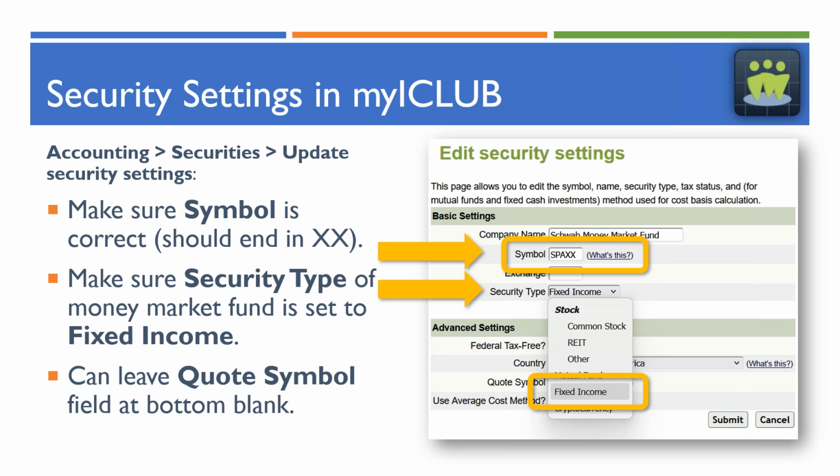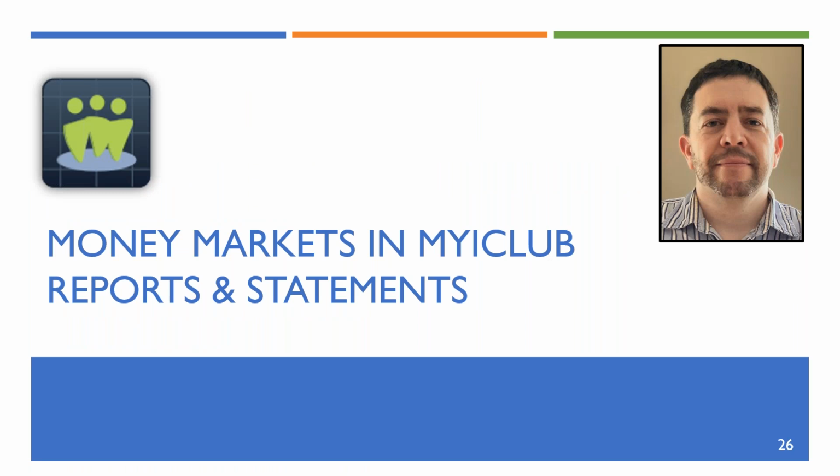And since you're there, I encourage you to go under the security type and change it from common stock, which our site defaults to, to fixed income. Because we're not picking up prices, you leave the quote symbol at the bottom of the page blank. You click submit. And again, it's just something nice to do. Gets your reports a little bit cleaned up, helps the system out. Everybody wins there.